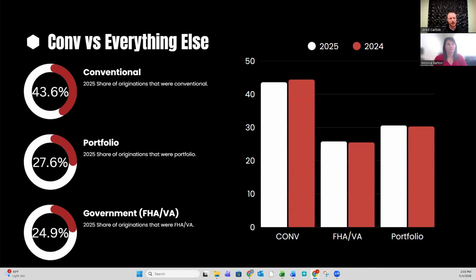What you do know as a trend, one thing that's interesting to highlight, from 2024 to 2025, you can see that there was a small decrease in the amount of conventional, which led to an increase in the portfolio and government loans. And in prior years, that same trend holds true, where conventional seems to be, over the recent environment, creeping down a little bit as far as that percentage that it holds. And these other, whether it be portfolio or government loans, are taking more and more of that.